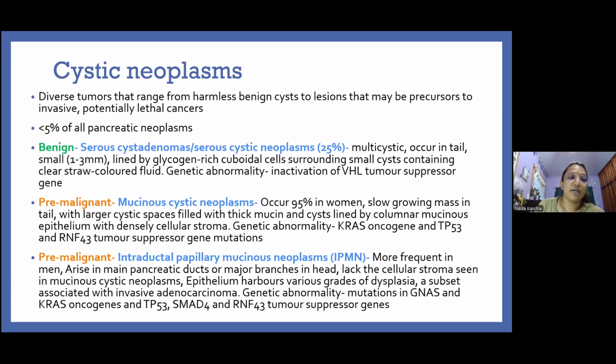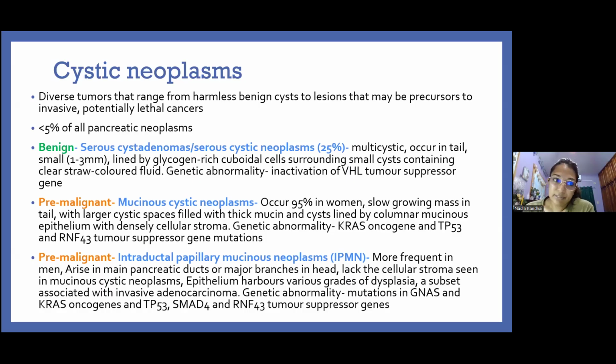Cystic neoplasms are diverse tumors which could range from harmless benign cysts to lesions that may be precursors to malignancy. This accounts for less than 5% of all pancreatic neoplasms. A benign lesion is a serous cystadenoma or serous cystic neoplasm, accounting for 25%. These occur in the tail, multicystic, small, and lined by glycogen-rich cuboidal cells surrounding small cysts containing clear straw-colored fluid. The genetic abnormality seen is the inactivation of the VHL tumor suppressor gene.